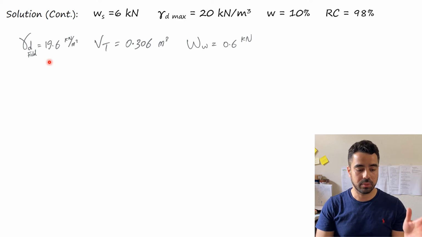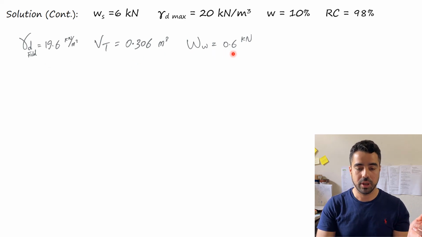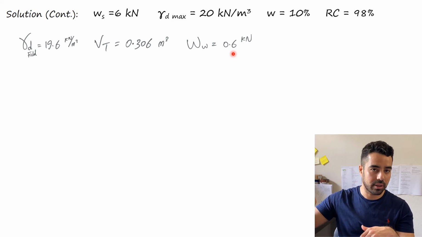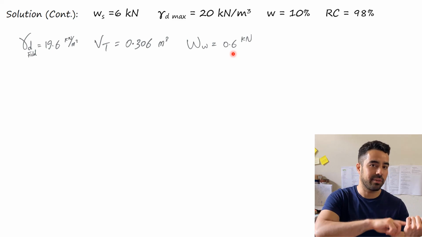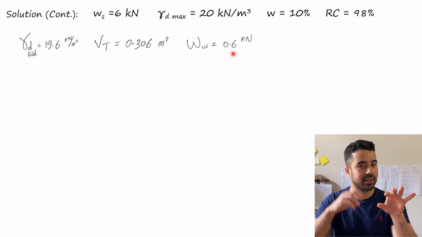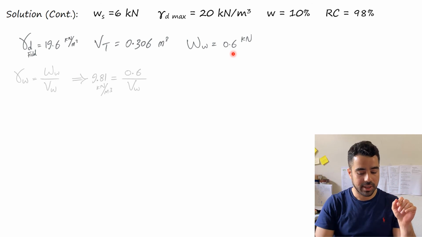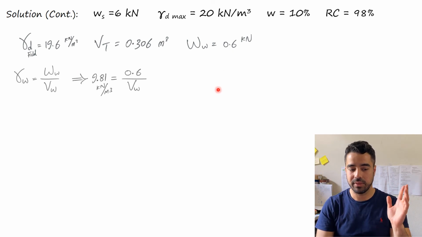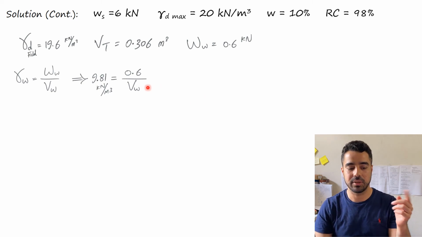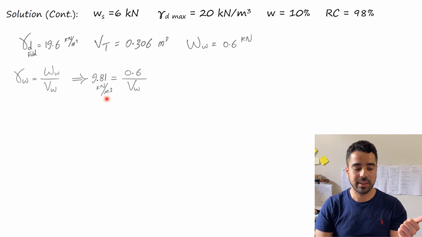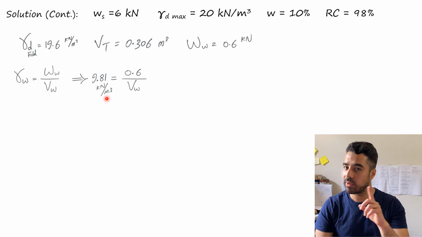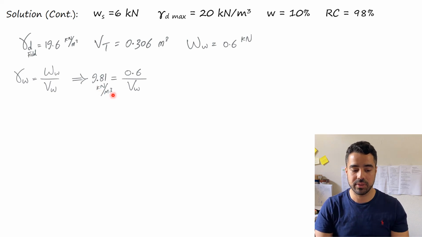So gamma dry in the field, we found it. Total volume, we found it. Weight of water, we found it. Now, in order to find the volume of water, we know the density of water, and we know density is basically weight over volume. So what we're gonna do, we use the density equation to find the volume of water. Density of water 9.81. Please pay attention, it's SI units. That's why we're using kilonewton per cubic meter, 9.81.